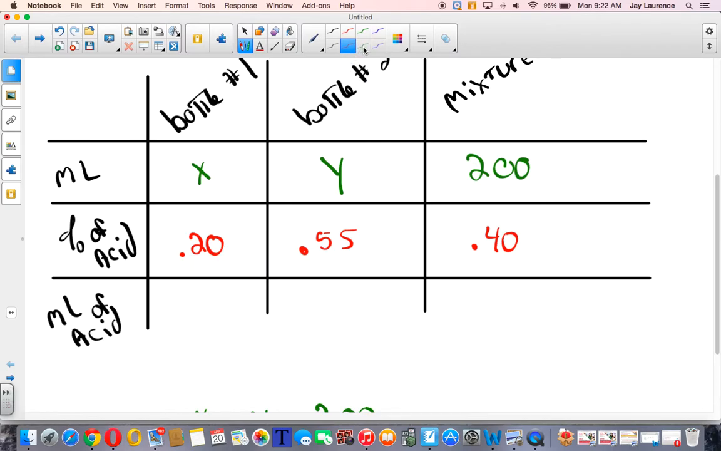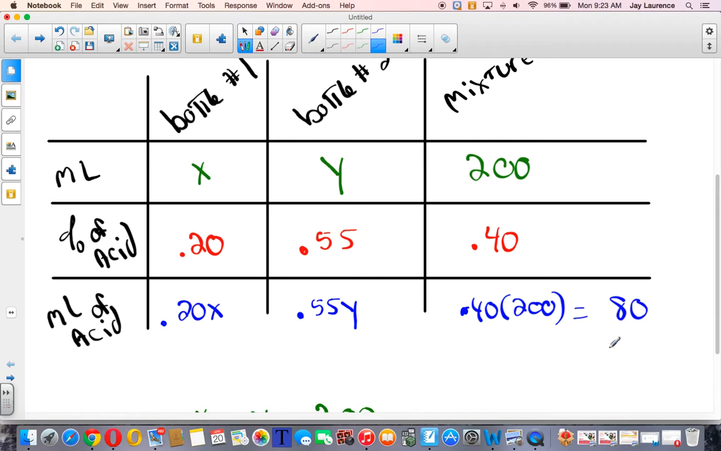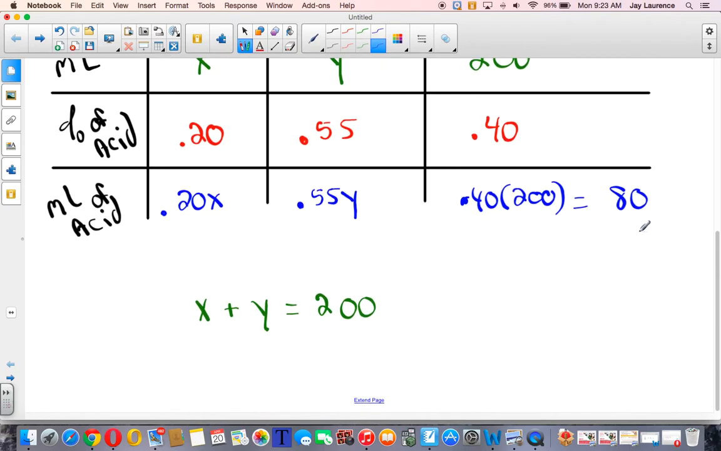Okay. Well, then, to get the second equation, first thing I did was multiply the 20 hundredths times the x, and the 55 hundredths times the y, and the 40 hundredths times the 200. And I think when we did that, we ended up with 80. Okay? I'm going to use the 80, not the other form. So now I have my second equation. It's 0.20x, 20 hundredths x, plus 55 hundredths y, and that needs to equal 80.